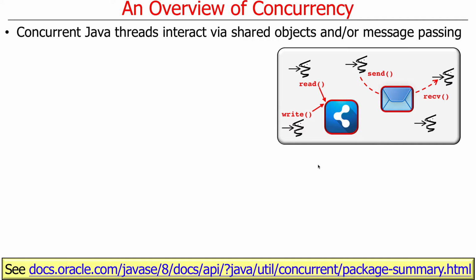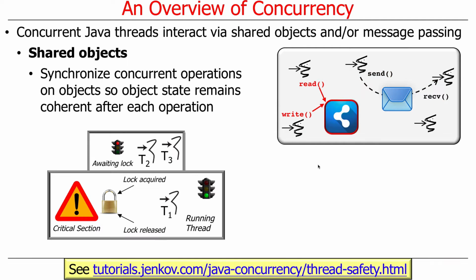Concurrent Java threads can work with each other. They can interact with each other via shared objects and/or message passing. Shared objects basically allow you to synchronize the operations of multiple threads on objects such that the state of the object remains coherent after each operation. We'll talk a lot about this. This is a huge topic in the course.